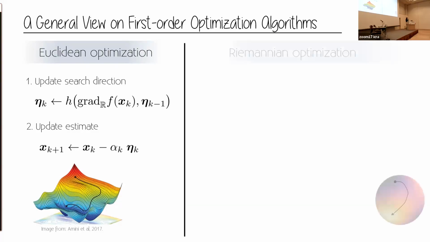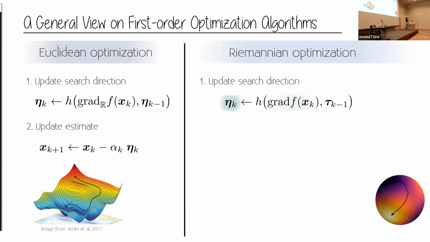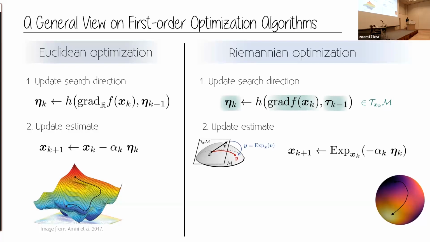Now to generalize that to the Riemannian case, what you also do first is update your search direction. You see that here we have a different letter for the previous search direction. The explanation for that comes in the third step. But the idea is, again, you have a function which combines your Riemannian gradient and the previous search direction. And then you update your estimate. And again, we use the exponential map, because this vector lies on the tangent space. So we go from the tangent space to the manifold.